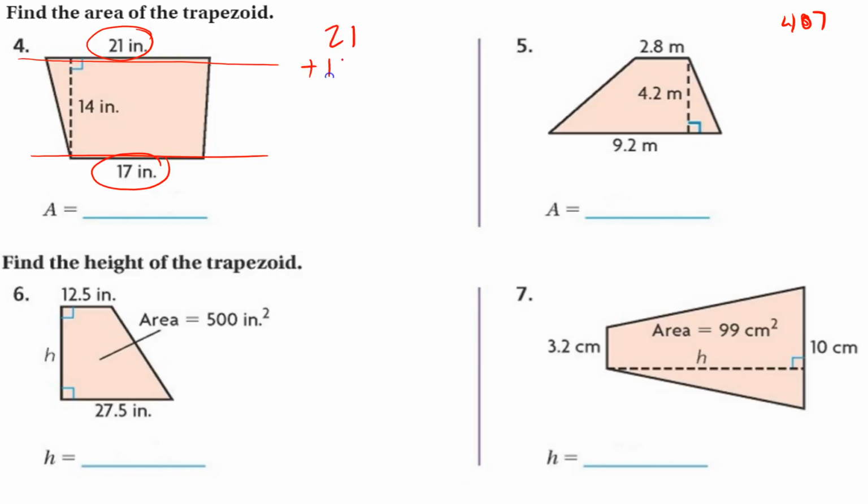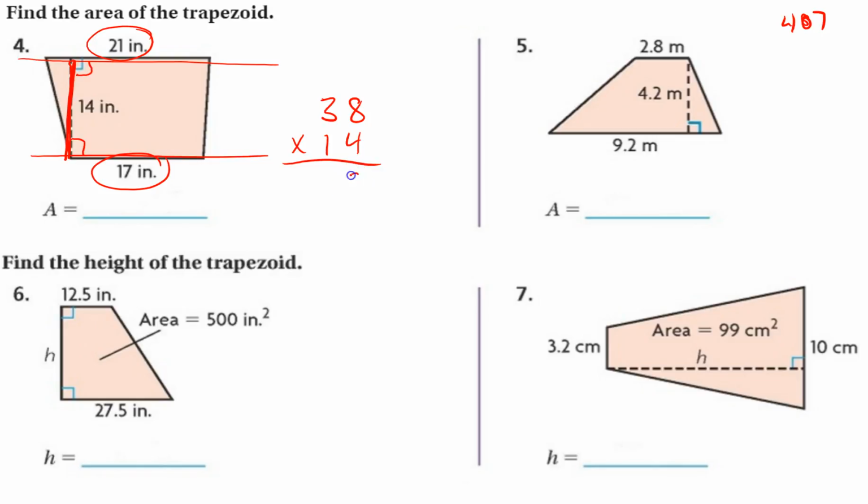Okay, so 21 plus 17 is 38. Then I take 38 and I multiply it times the height, and the height is always the line that's perpendicular to the bases. So I multiply it by 14.